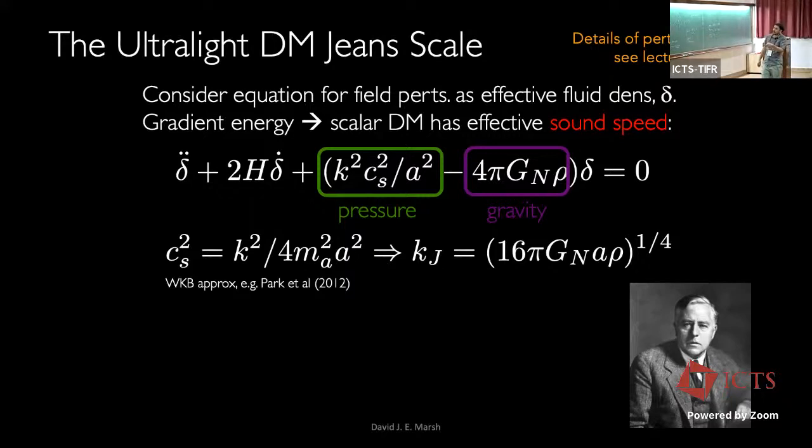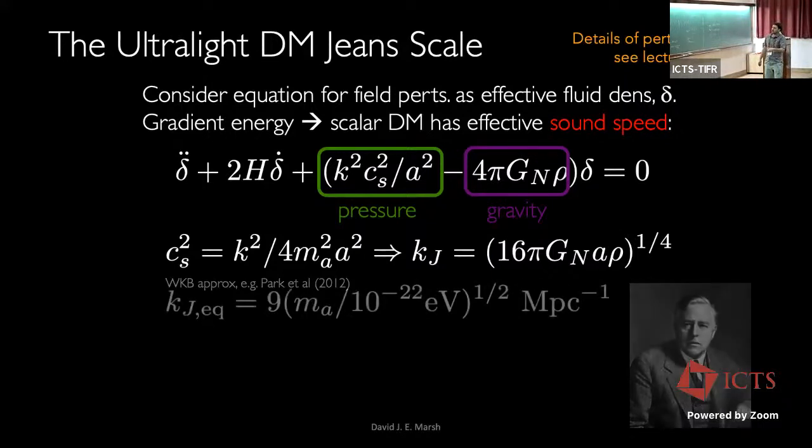So the effective sound speed here also depends on k. So this is where the k comes from in the L. That's where the k comes from here. This k is a bit different. Okay, so this is an effective sound speed. There is a Jeans scale where these two terms are equal, and it looks like this.